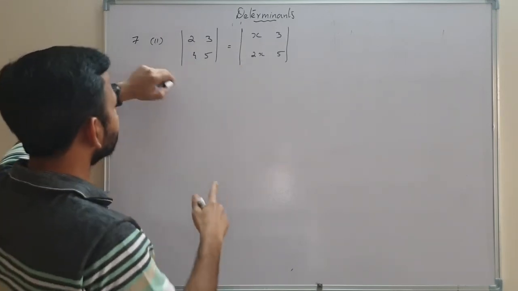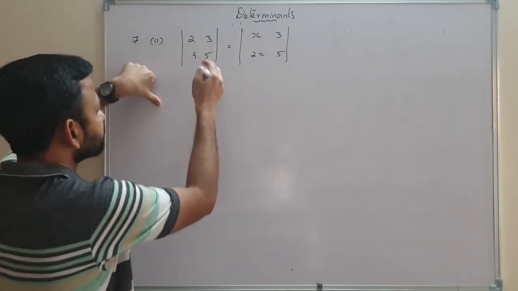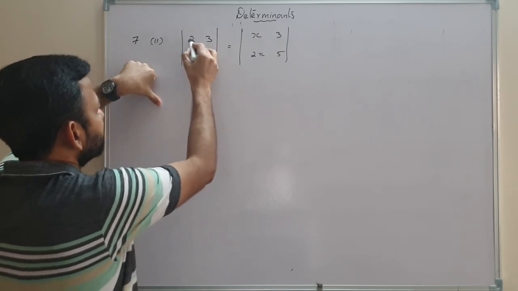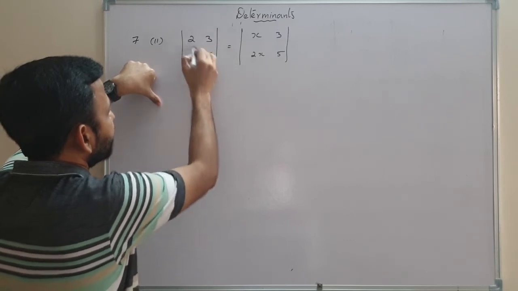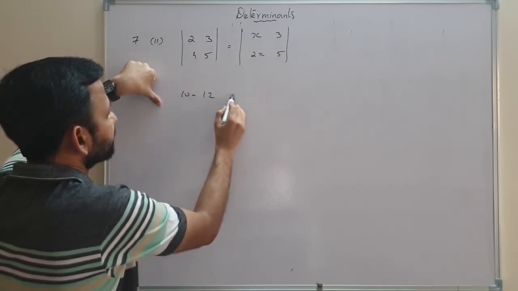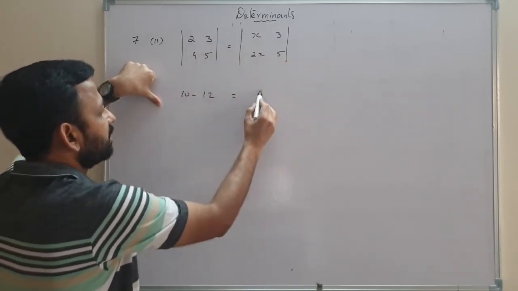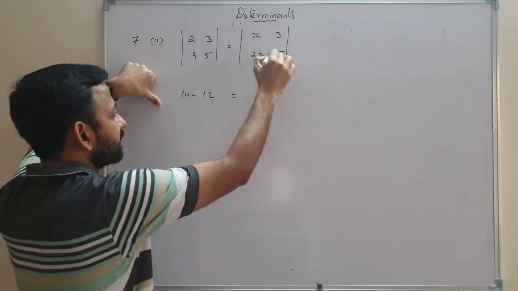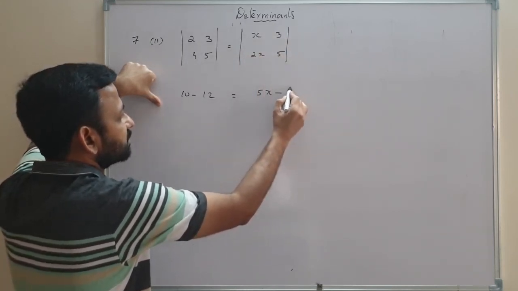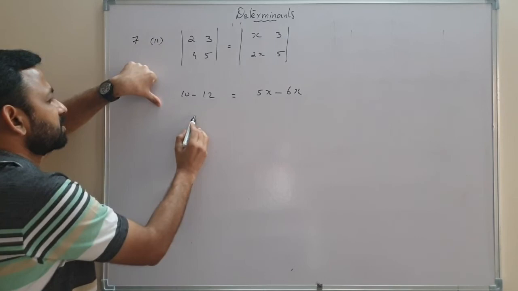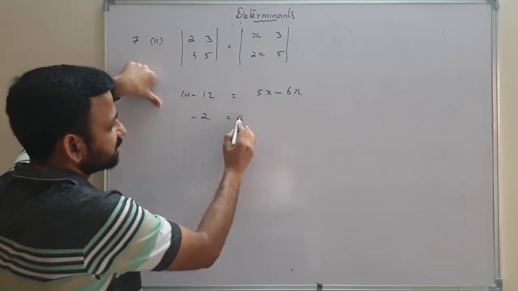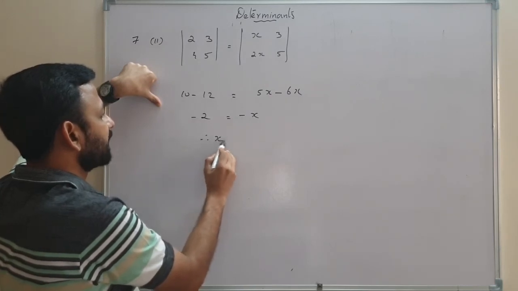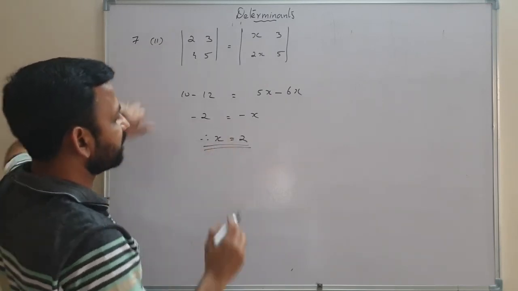So here we need to calculate the value. Determinant: 2 into 5, 10, minus 4 into 3, 12. 10 minus 12, equal to, here determinant 5x minus diagonal wise 3 into 2x, 6x. So 10 minus 12, that is minus 2, equal to 5x minus 6x, that is minus x. Therefore x is equal to 2. So this is the value of x.